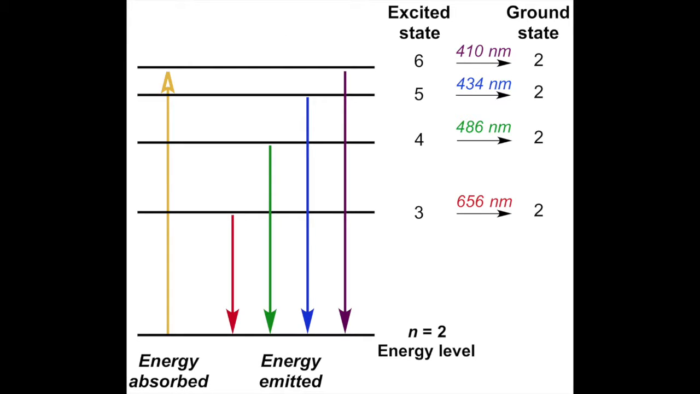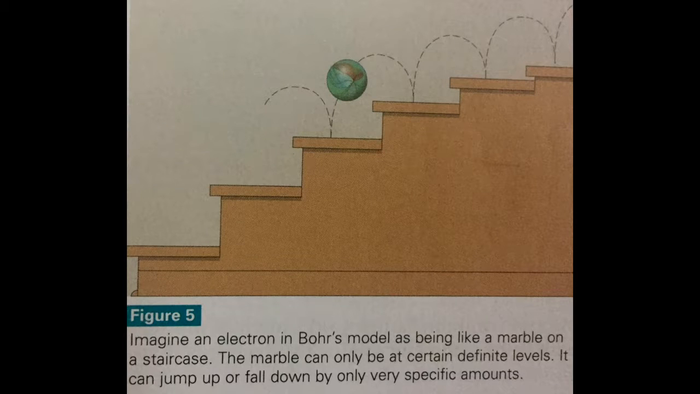Bohr's model explains the spectra of elements in terms of the jumps that electrons make from one orbit or energy level to another. Figure 5. Imagine an electron in Bohr's model as being like a marble on a staircase. The marble can only be at certain definite levels. It can jump up or fall down by only very specific amounts.